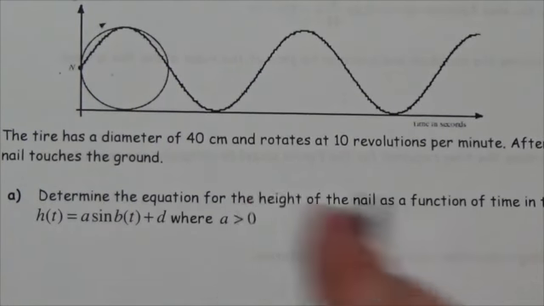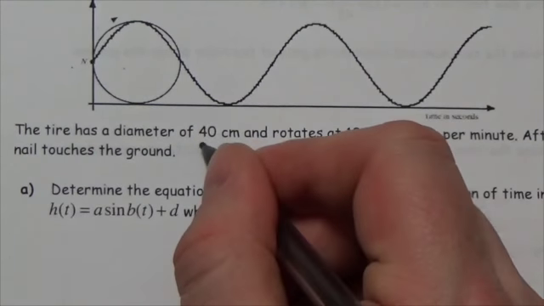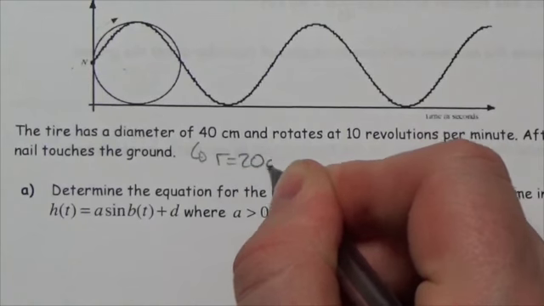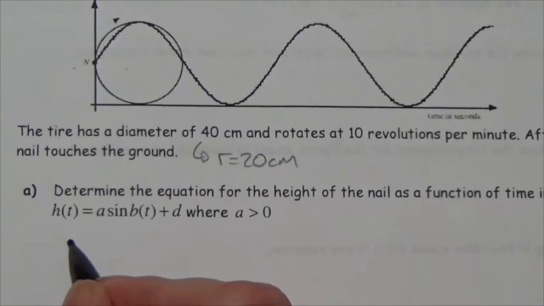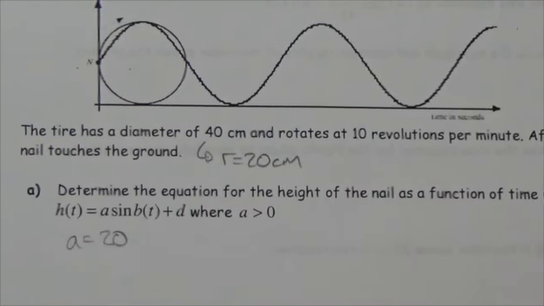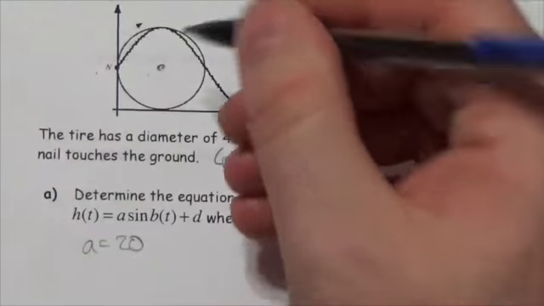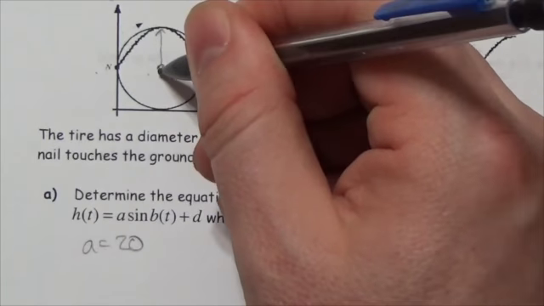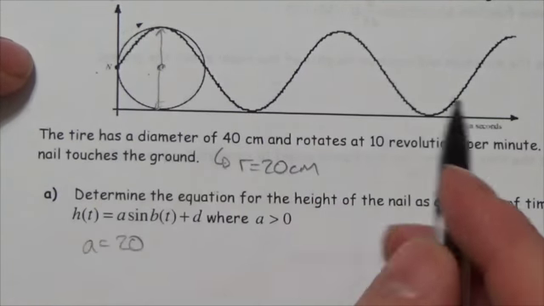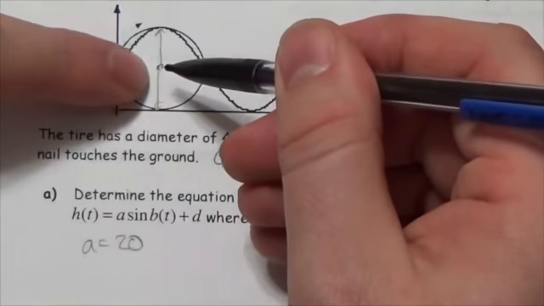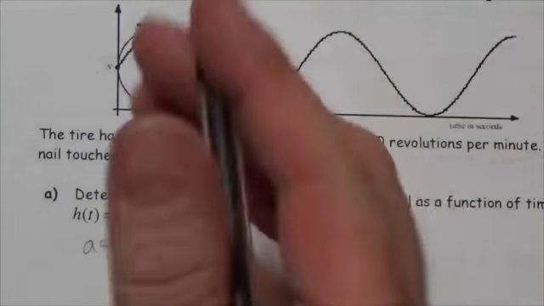Okay, so let's just go back and read this again here. It says the tire has a diameter of 40 centimeters. Now that means that the radius is equal to 20 centimeters. That right there is the amplitude. Our amplitude is going to be 20. Now that has to be the case with a wheel here, because remember, the amplitude is the distance from the center of the motion to the top, center of the motion to the bottom. Now, the hub of the wheel, or where the axle is here, that is the center of motion here. And the distance from the center of the wheel to the edge, that's the radius. So the radius is the amplitude. So our amplitude is 20.